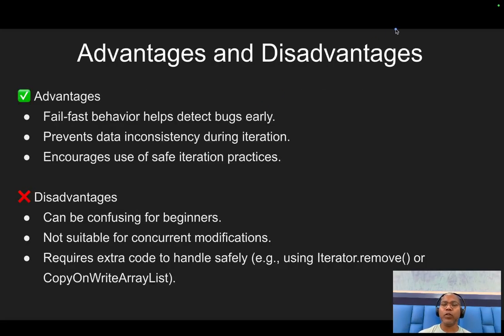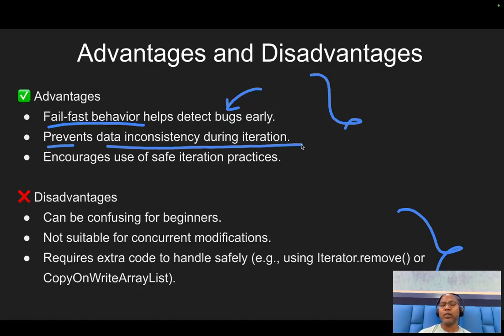If you talk about the advantages and disadvantages, surely fail-fast behavior helps us detect problems early. If your application throws an exception, you can easily identify the problem, and you can even prevent data inconsistency during iteration. That's the main point: data inconsistency while multiple iterations are going on. That encourages safe iteration practice.